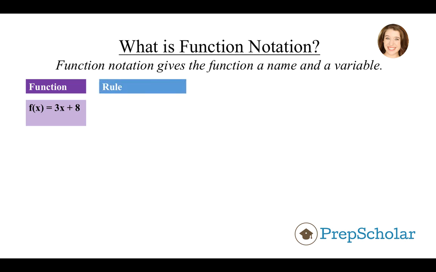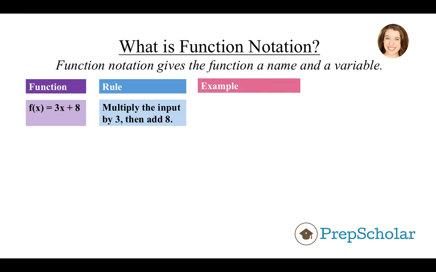The rule for this function, if we were doing this according to function notation, would be to multiply the input by 3 and then add 8. So whenever we input a number into this function, which is signified by that x, we're going to multiply that x input by 3 and then add 8 to it. An example would be input of 4. So f of 4 would be equal to 3 times 4 plus 8, which would ultimately be equal to 20.